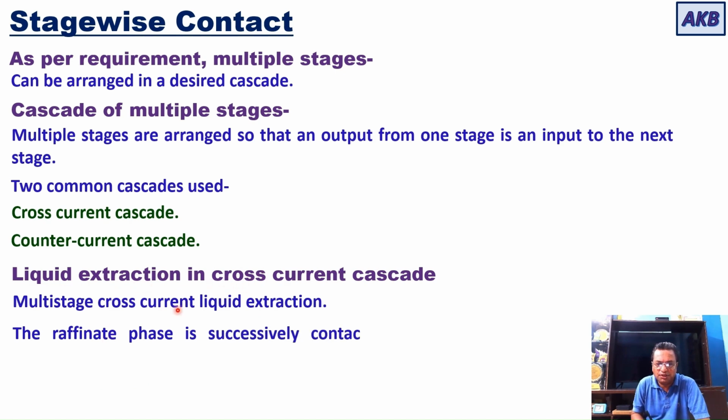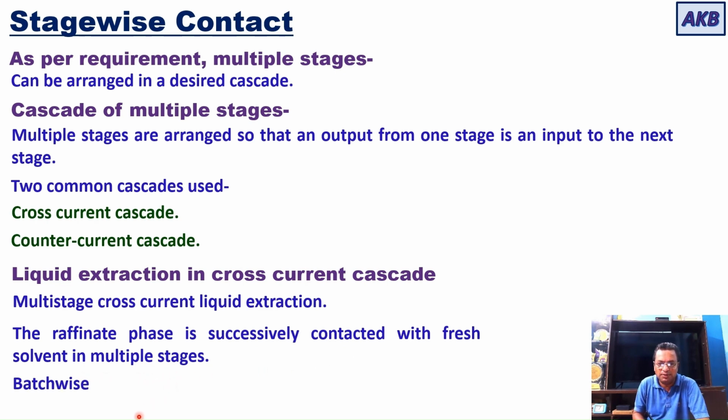In cross-current operation, the raffinate phase is successively contacted with fresh solvent in multiple stages. The raffinate phase moves from one stage to the other, whereas in each stage the raffinate phase is contacted with fresh solvent. I will show you the schematic. You can carry out this operation either batch-wise or in a continuous manner.